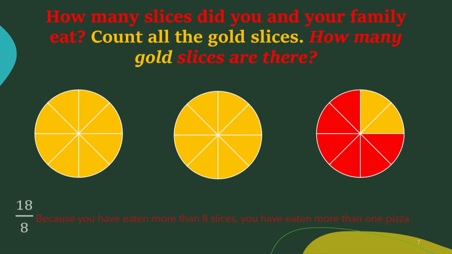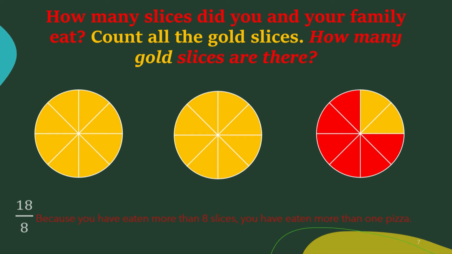So in this example, if you're looking at the yellowish pieces there, if you count all of those, you'll see that you have 18 slices. So if you're writing that as a fraction, remember your bottom number is still going to be 8 because each pizza is divided into 8 pieces.